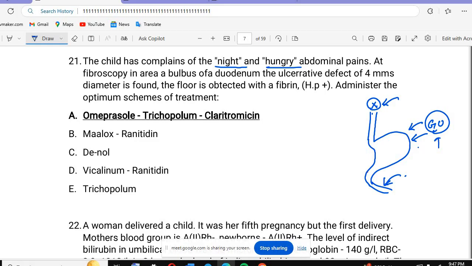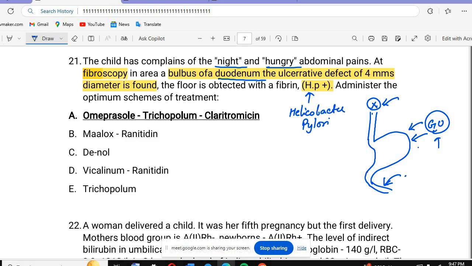On fibroscopy, in the area of the bulb of the duodenum, you can see an ulcerative defect of 4 mm. You can see here the question already mentioned everything: on fibroscopy, a duodenal ulcer is mentioned. The floor is covered with fibrin and HP is positive. What is HP? Helicobacter pylori is positive.